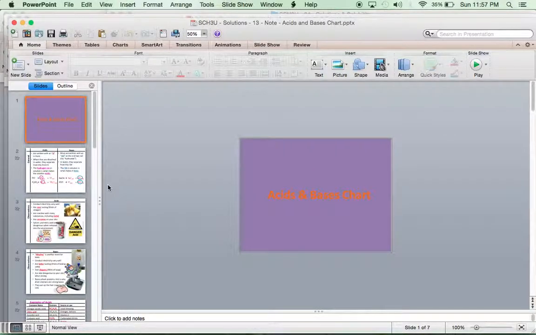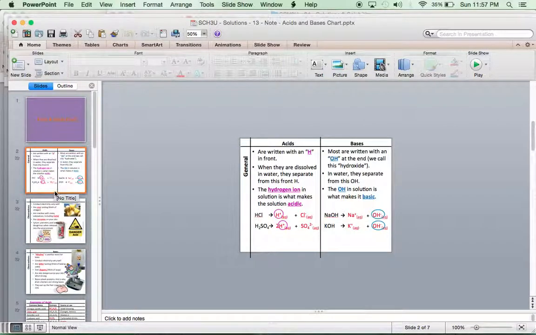And that is your comparison chart. Now it's important to go over this chart and understand it. This is a great long answer question for your test or your final exam.